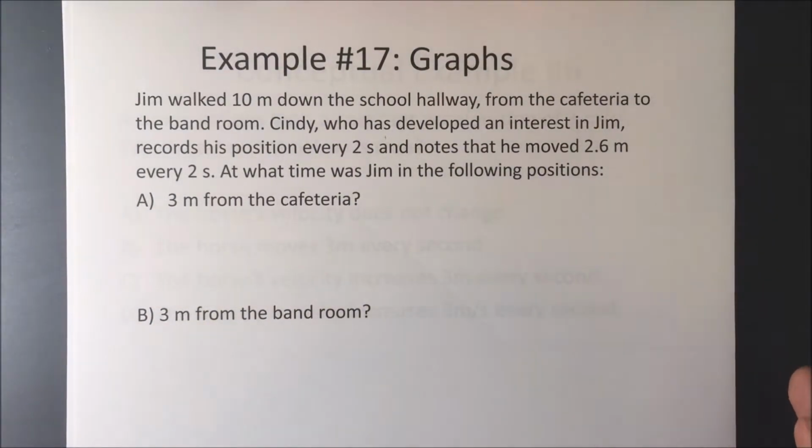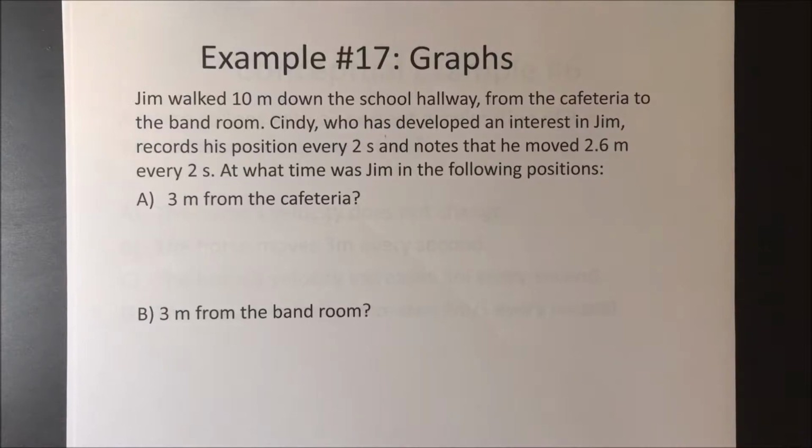Alright, so let's go to example 17. Back with Jim and Cindy. So, Jim walked 10 meters down the school hallway from the cafeteria to the band room. Cindy, who has developed an interest in Jim, records his position every 2 seconds and notices that he moved 2.6 meters every 2 seconds. Wow, she's really seeing everything he does. At what time was Jim in the following positions, 3 meters from the cafeteria?